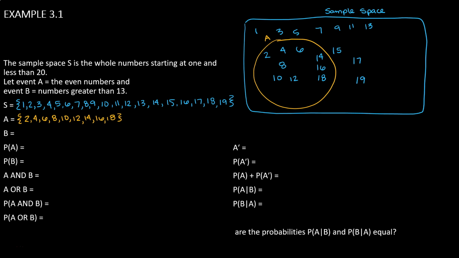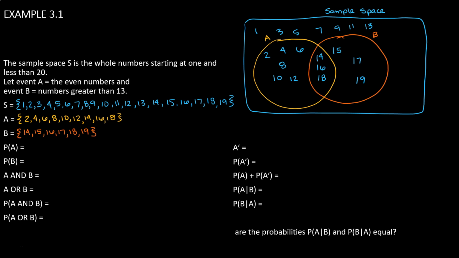Maybe we want to talk about the probability that the result of this activity is a number greater than 13. Then we would define event B as the numbers greater than 13. In our visual, we could circle all of the numbers that are greater than 13, and we can write that in set notation as well.